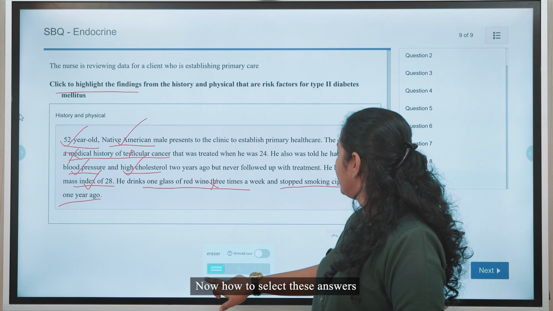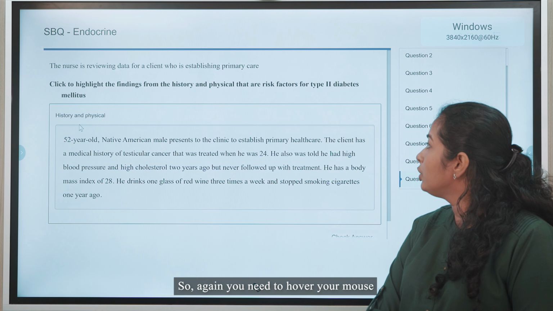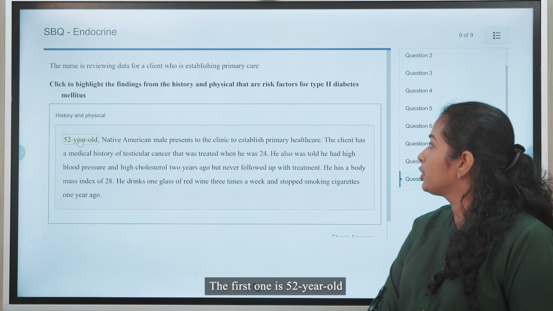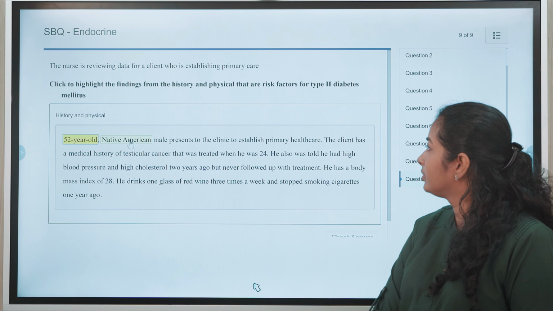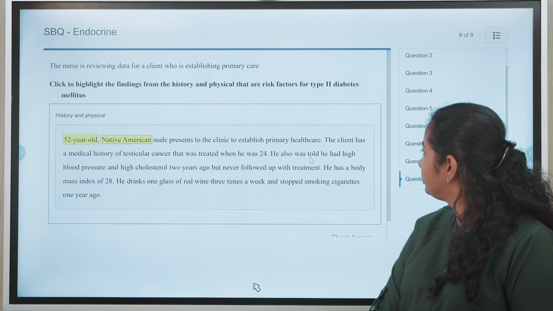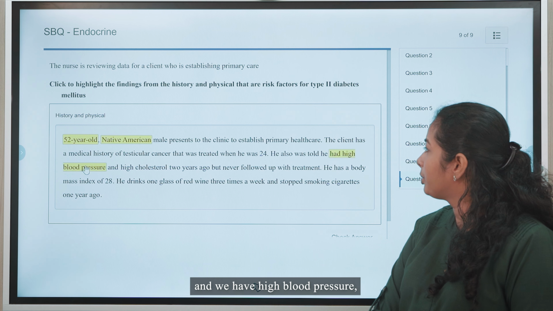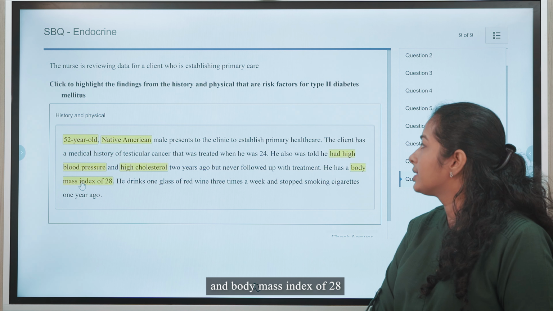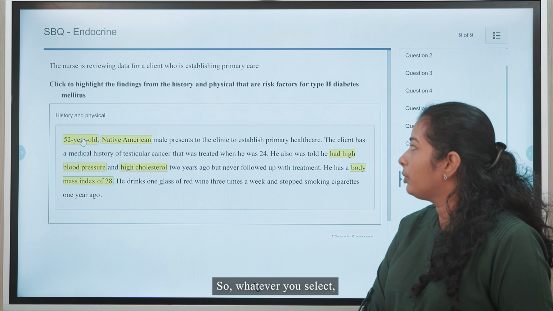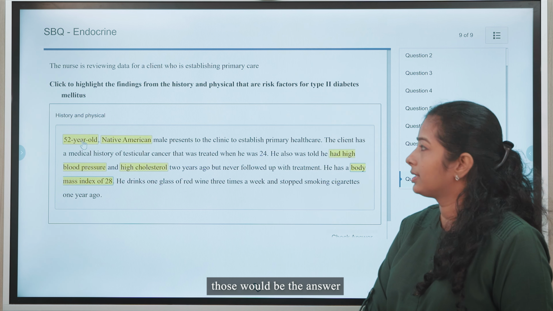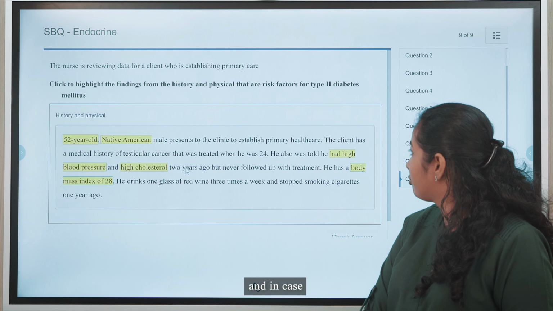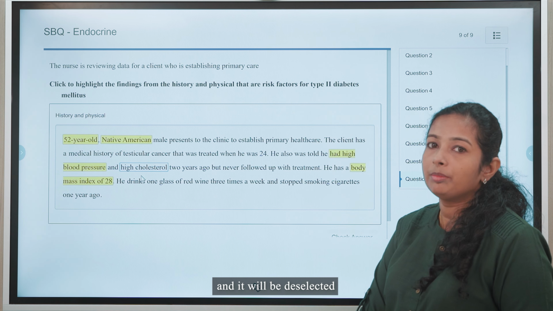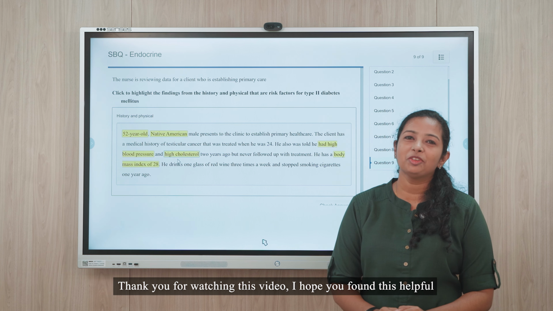Now how to select these answers? So again, you need to hover your mouse over the text and select the right answer. So the first one is 52-year-old, Native American. Then we have high blood pressure, high cholesterol, and body mass index of 28. So whatever you select, those would be the answer. And in case you do not want to select an option, you can just click it again and it will be deselected.